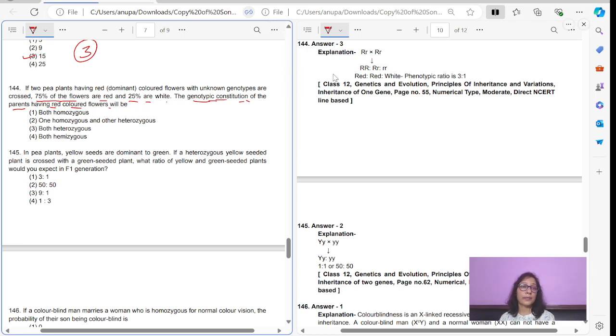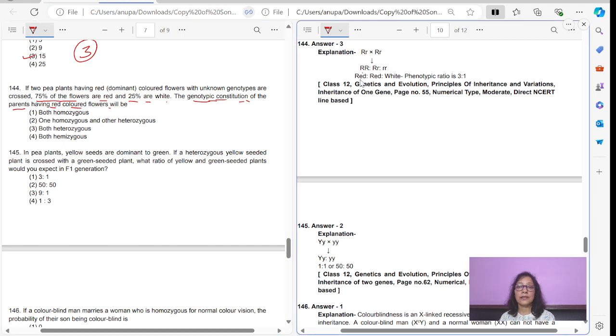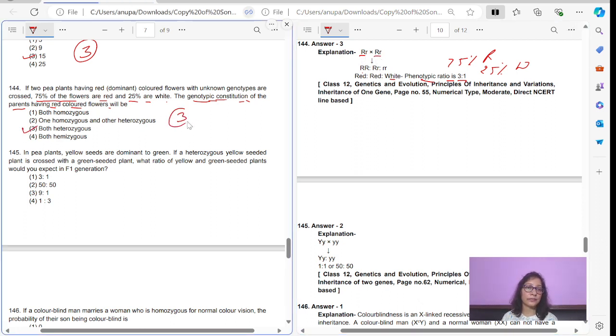If 75% of the flowers are red and 25% of the flowers are white, we can explain it by performing this cross. Let's assume that both the parents are heterozygous. When we cross two heterozygous parents, it gives this ratio, that is three red and one white. It means that 75% are red and 25% are white, so the phenotypic ratio is 3 is to 1. So the answer for this question will be both heterozygous. Here we have crossed both heterozygous parents. So the answer will be option number 3.